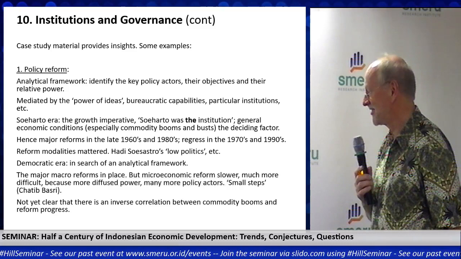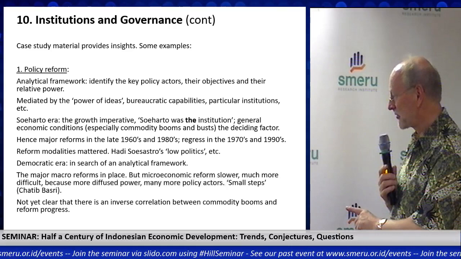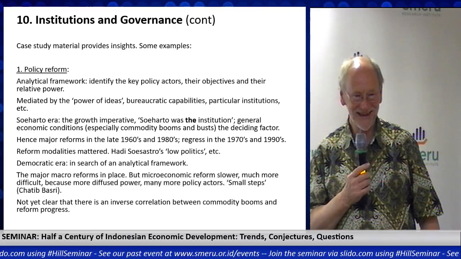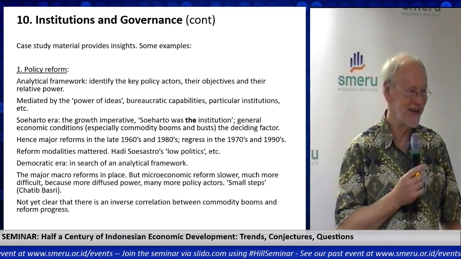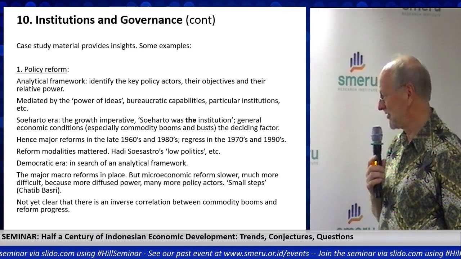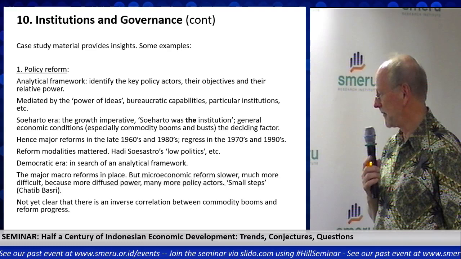So the question now is for the democratic era, since the Asian financial crisis, we don't really have such a clear, at least I don't, in my mind, I don't yet have a clear analytical framework for understanding policy making. So I think that's one of the big challenges for social science researchers currently, to try and understand the policy framework. So part of the story is you have to think of different policies.